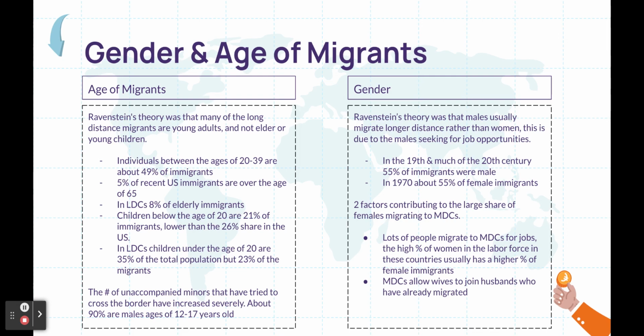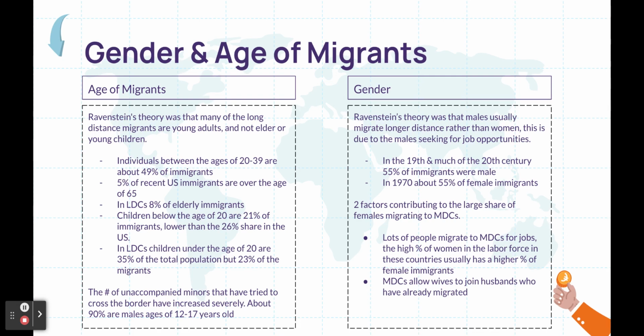In LDCs, 8% are elderly immigrants. Children below the age of 20 are 21% of immigrants, a lower share than in the US. In LDCs, children under the age of 20 are 35% of the total population, but 23% of the migrants. The number of unaccompanied minors that have tried to cross the border has increased severely. About 90% are males ages 12 to 17 years old.